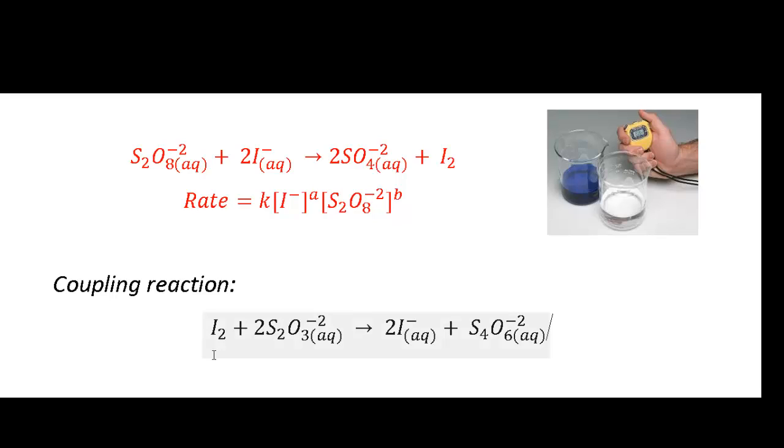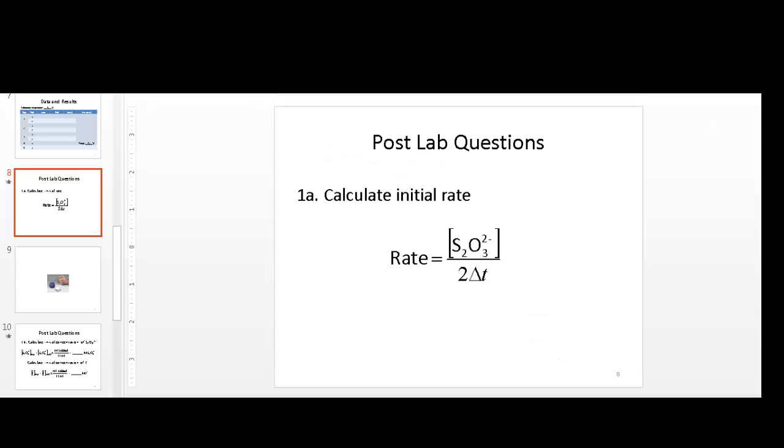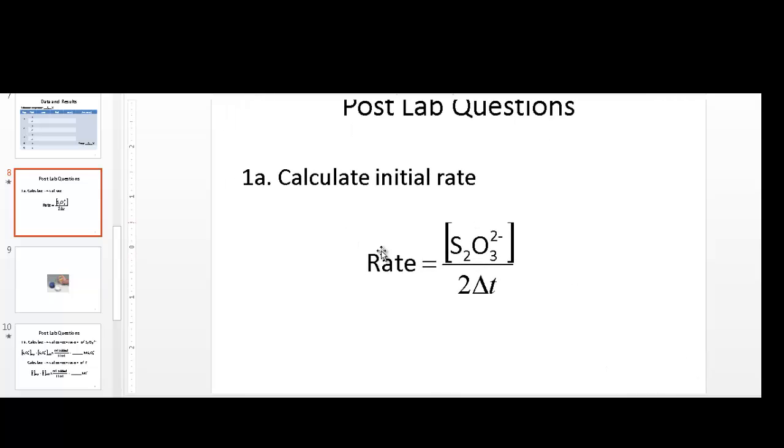Concerning the pre-lab question, part F, you have to remember, once all of this is gone, the I2 that's built up in your main reaction gives you the blue color. So to actually figure out the actual rate of how fast this reaction proceeds, you're going to use this, calculating the initial rate. You're going to use this formula.